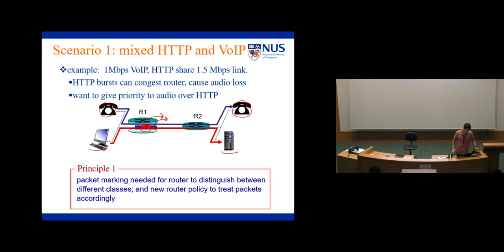We need to mark packets, such as using the TOS field, the type of service field. We need to mark the packets for the router to distinguish between different classes, and a router policy to treat packets accordingly. Again, we are not saying how we should set the policy, but at least we should give priority to the voice over IP application.